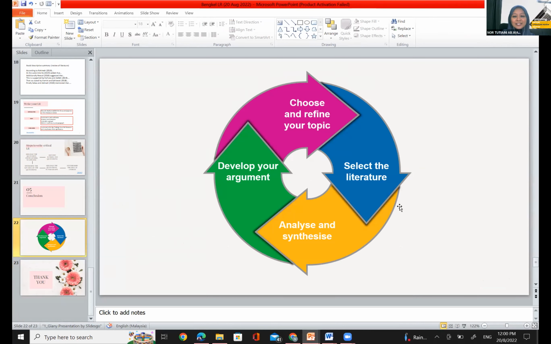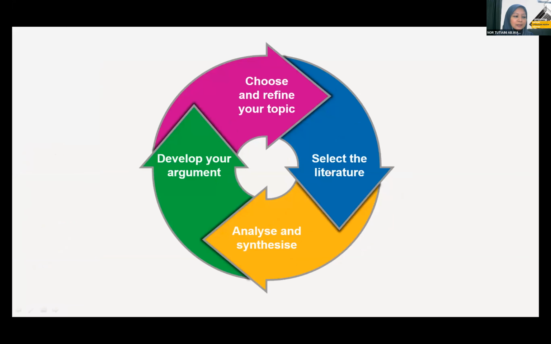So more or less this is the conclusion based on our presentation today. Of course, in writing a literature review, you need to choose and refine your topic, which we did earlier, developing the themes. Then we select the literature and identify the author and so on. We analyze and synthesize, which is what I showed earlier, how to combine the paragraphs and then paraphrase.